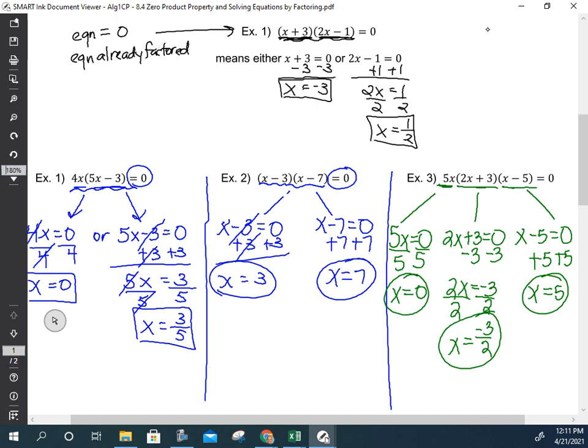Any questions, examples 1, 2, or 3? Especially for my folks at home.